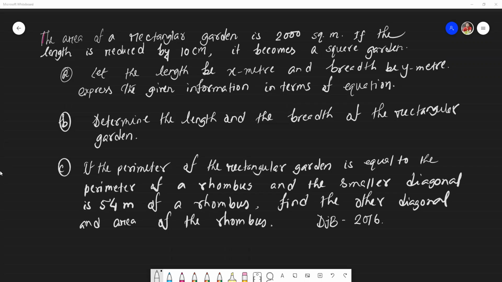Question number C. If the perimeter of the rectangular garden is equal to the perimeter of the rhombus and the smaller diagonal of the rhombus is 54 meters, find the other diagonal and the area of the rhombus. So this is our question.